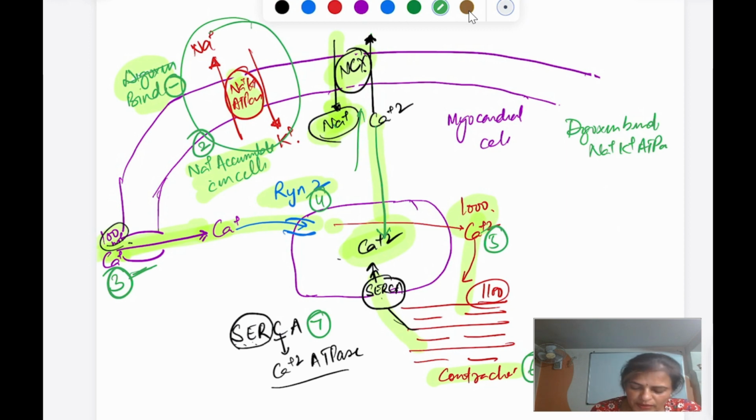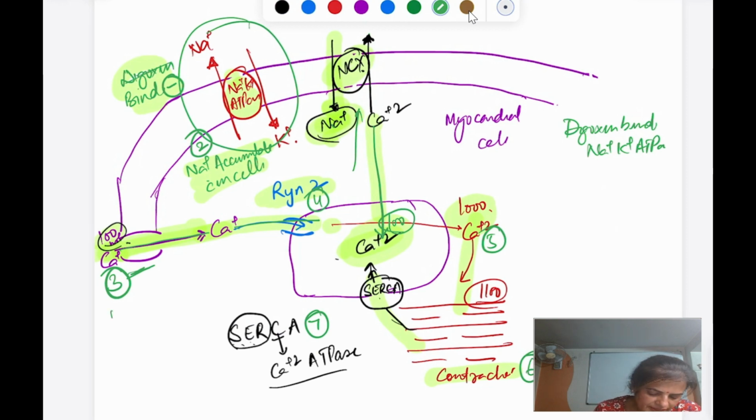Earlier, the sarcoplasmic reticulum released only 1,000 molecules of calcium. Now this 100 which has come from the L type calcium channel is also taken up by the sarcoplasmic reticulum. With the next depolarization, the same thing happens: calcium enters the cell, and this triggers the ryanodine receptor. Release of now, how many will there be? 1100 molecules of calcium will be released, which is going to cause the contraction.